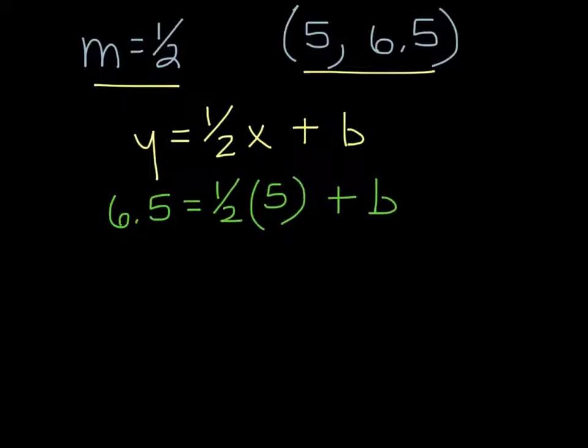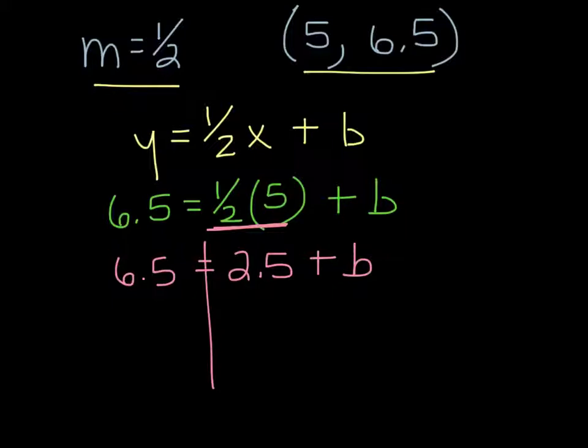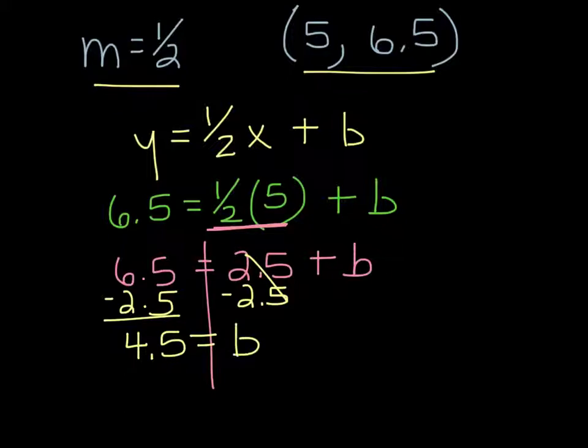Alright, so now I just need to multiply. So I'm going to do 1/2 times 5. Well, I know half of 5 is 2.5. Plus b equals 6.5. Okay, now I need to find my y-intercept, so I'm going to subtract 2.5 from each side. So 6.5, take away 2.5 is 4.5 equals b. So my y-intercept is 4.5.